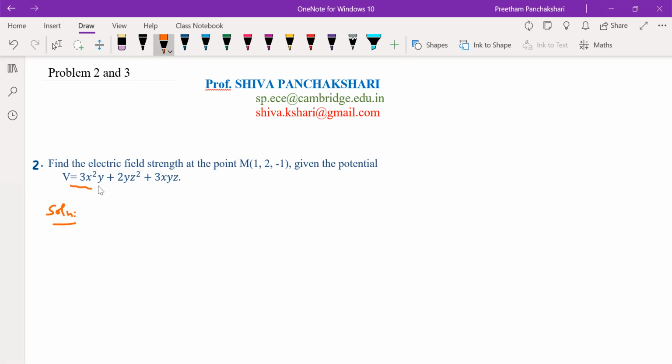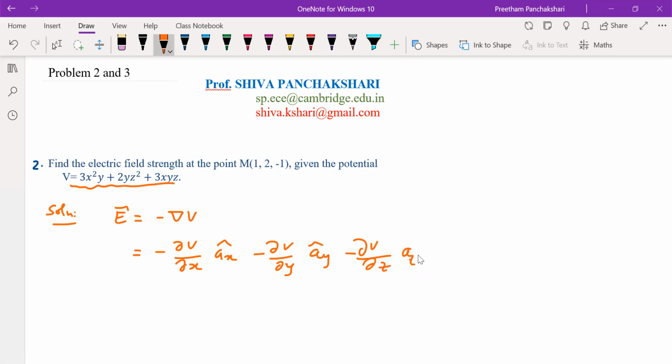Potential field V is given. So we have to find electric field strength at given point M. We know that electric field is given by negative gradient of potential. In Cartesian coordinates, del V can be expanded as dou V by dou x ax minus dou V by dou y ay minus dou V by dou z az. So three partial derivatives are there.